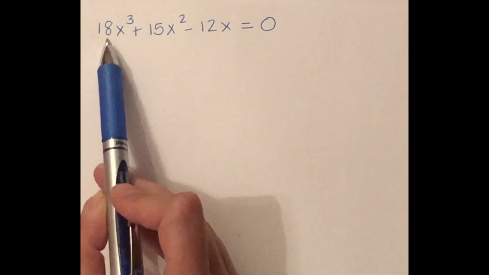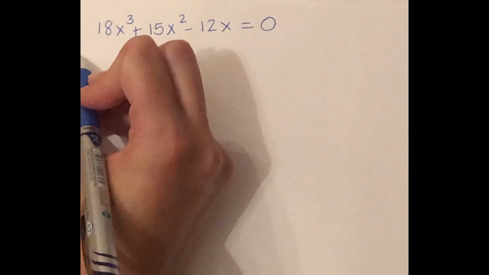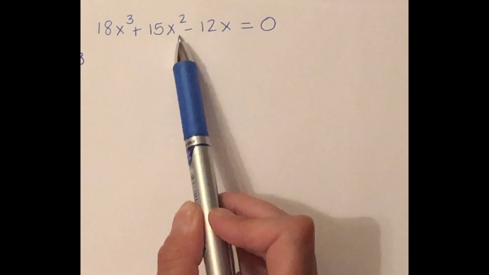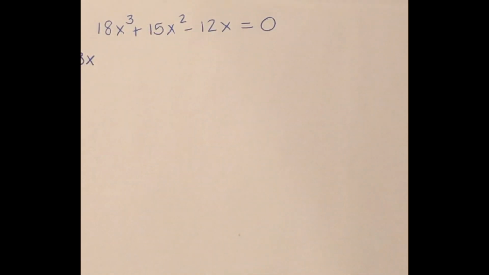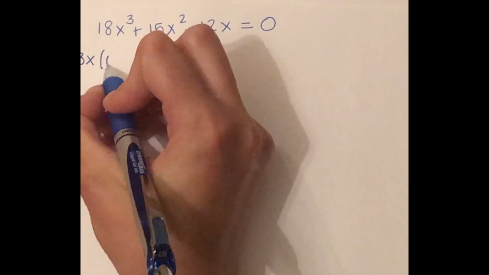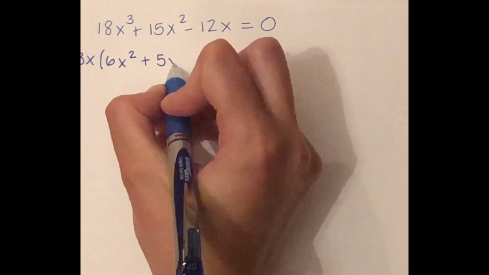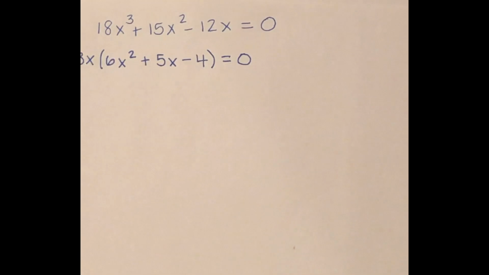So when I look at 18, 15, and negative 12, the greatest common factor between those three numbers is 3. When I look at each of those terms, I also realize that they each have an x. So I can pull out 3x as my greatest common factor. When I factor out 3x, I'm left with 6x squared plus 5x minus 4. Okay, those are nicer numbers to work with than the top.